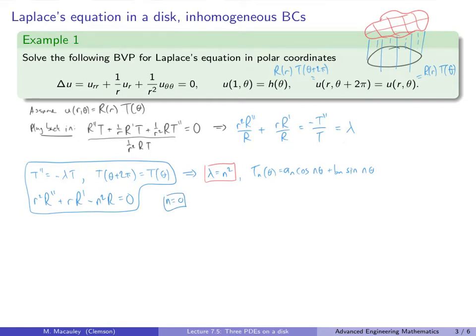So when n equals 0, we have a simpler ODE. This is case 1: little r squared times R double prime plus little r times R prime equals 0. This looks like a second order ODE, but really what you can do is change variables. Let y be equal to R prime, and so y prime equals R double prime, and then this becomes r squared y prime plus r y equals 0.